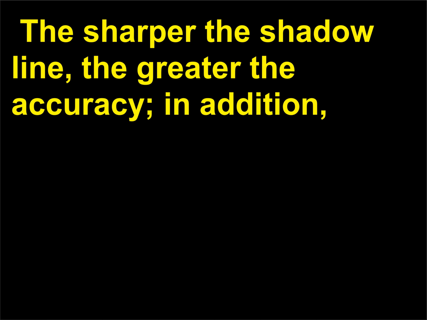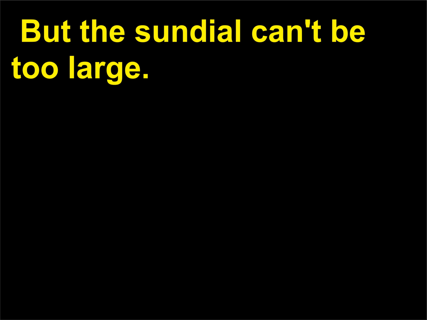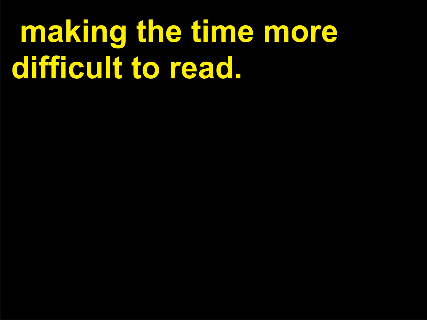In addition, larger sundials are more accurate, because the hour line can be divided into smaller units of time. But the sundial can't be too large. Eventually, diffraction of the sunlight around the gnomon causes the shadow to soften, making the time more difficult to read.